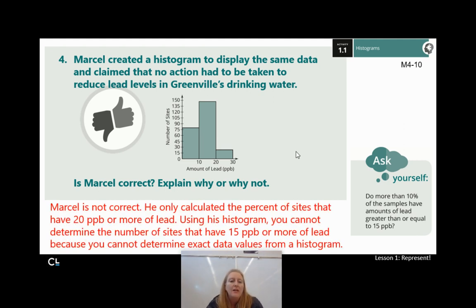He's not correct. He only calculated the percent of sites that have 20 parts per billion or more. Using his histogram, you can't determine the number of sites that have 15 parts per billion or more of lead because you can't determine the exact values of the data from this histogram. Sorry, Marcel, it's just not right, man.